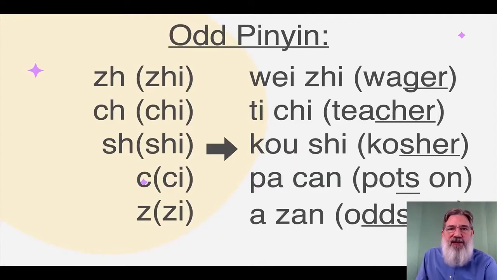Exactly like English. You don't have to struggle. You just have to think, oh, zh, that's unusual. We don't have that in English, do we? But that's how it sounds every time. Wager. And then the ch, similar to our ch sound.